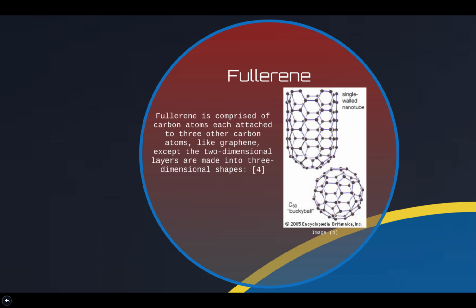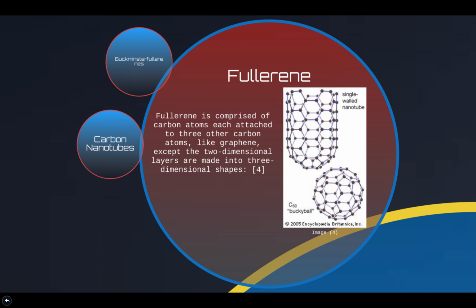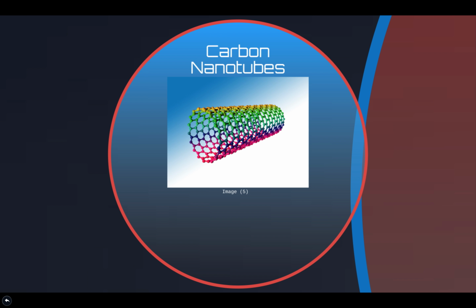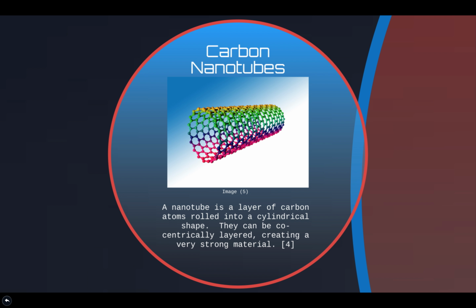Now, fullerene's molecular structure is even more similar to graphene than graphite is. It is comprised of carbon atoms laid out in the same two-dimensional structure, yet the two-dimensional layers are made into three-dimensional shapes. The two most common forms of fullerene are carbon nanotubes and Buckminster fullerenes. Carbon nanotubes are single layers of carbon atoms that are rolled into a cylinder. These can be concentrically layered, creating a very strong material.